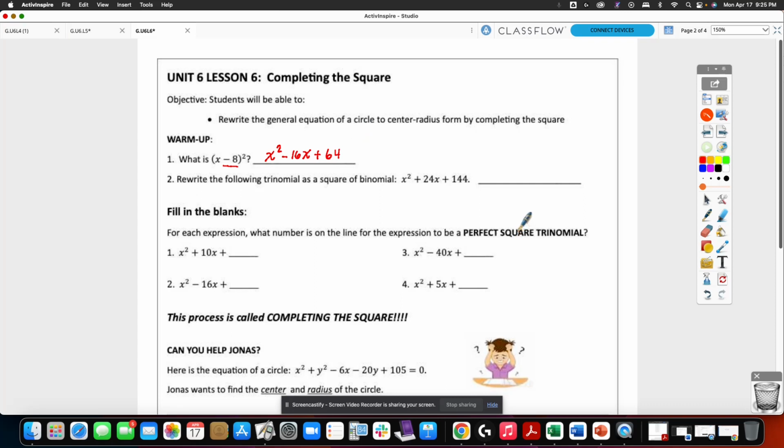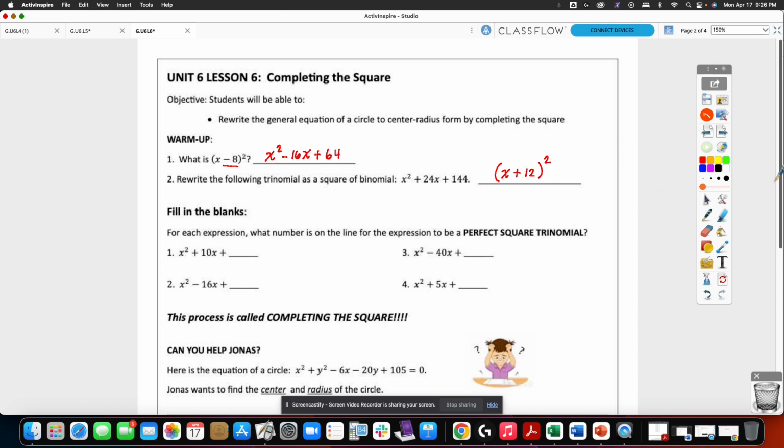Okay, now let's do the reverse. Rewrite the following trinomial as a square of binomial. So this time you are given the trinomial, and you'd want to write this as a square of the binomial. So the first term is x. And for the second term, you can either divide 24 by 2, or you can get the square root of 144. Probably it's easier to divide by 2. So 24 divided by 2 would be equal to plus 12. So x squared plus 24x plus 144 is the same as x plus 12 squared.